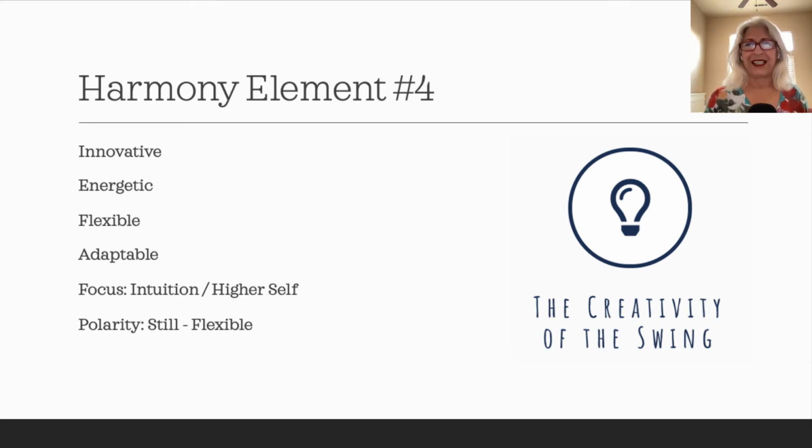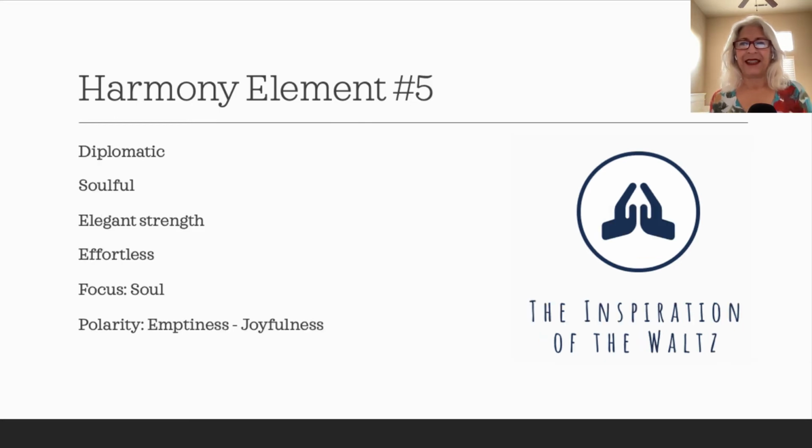All right, so let's look at our 5th harmony. And this is the inspiration of the waltz, right? So you think of that very diplomatic, peacekeeping person. They're soulful. If you look at the dance of the waltz, it takes a lot of strength, actually, to look so effortless and so elegant. And so there's that inner strength that allows you to be that diplomat or that soulful person, right?